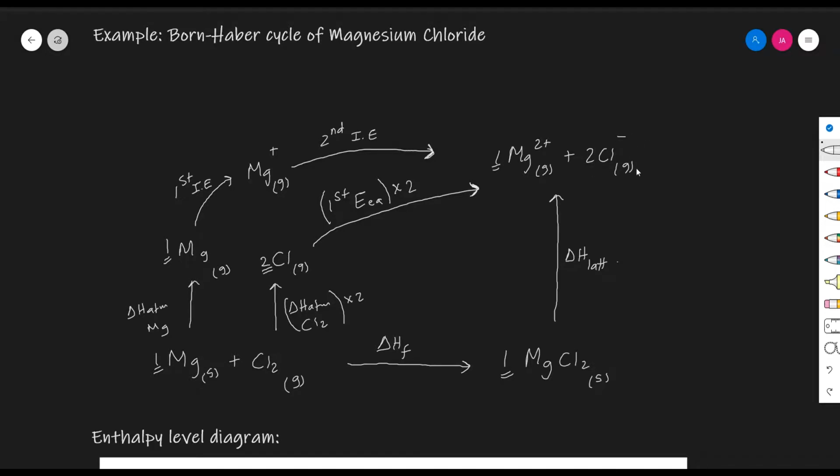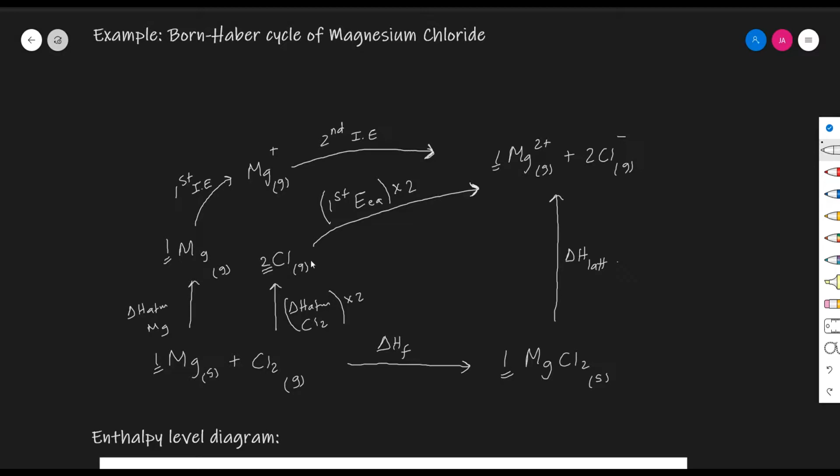The next step would be to convert these 2 moles of gaseous atoms into 2 moles of chlorine -1 gaseous ions. The definition of first electron affinity is the enthalpy change when 1 mole of electrons is added to 1 mole of gaseous atoms, and in this case we're adding 2 moles of electrons to 2 moles of gaseous atoms. Thus the first electron affinity of chlorine would need to be multiplied by 2 because this is per mole of gaseous atoms, but I have 2 moles of chlorine atoms over here.